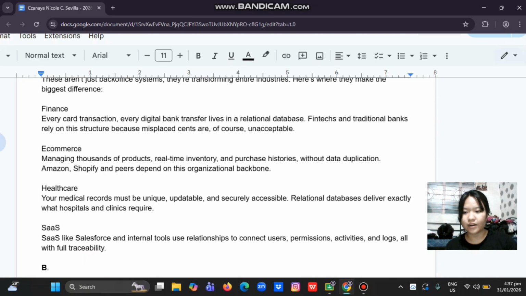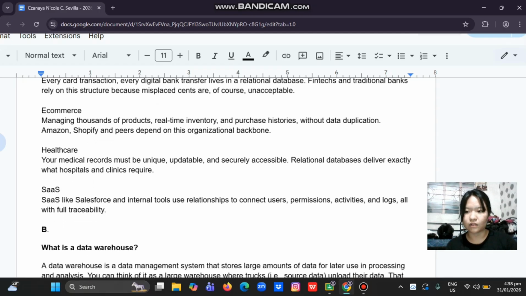Finance. Every card transaction, every digital bank transfer lives in a relational database. Fintechs and traditional banks rely on this structure because misplacements are, of course, unacceptable. E-commerce. Managing thousands of products, real-time inventory, and purchase histories without data duplication. Amazon, Shopify, and peers depend on this organizational backbone.